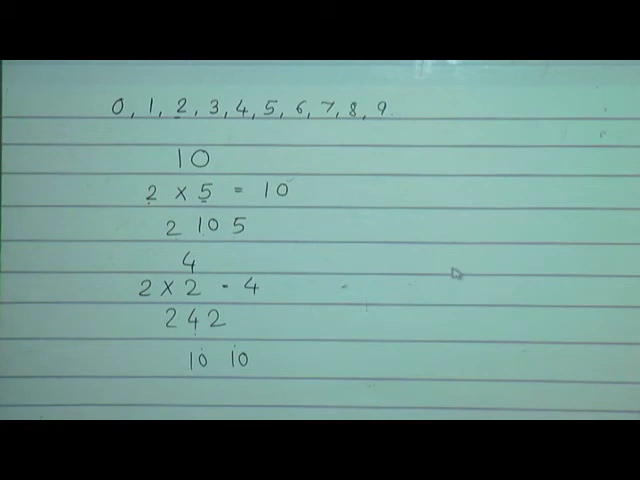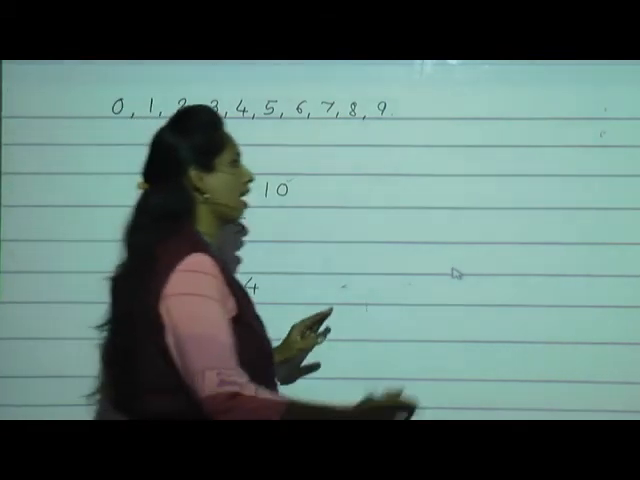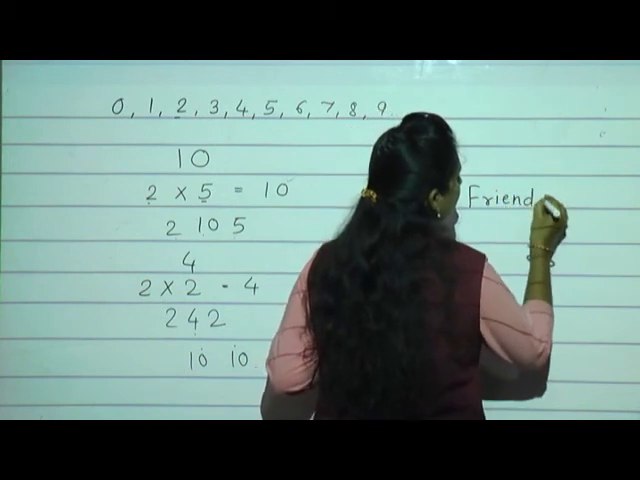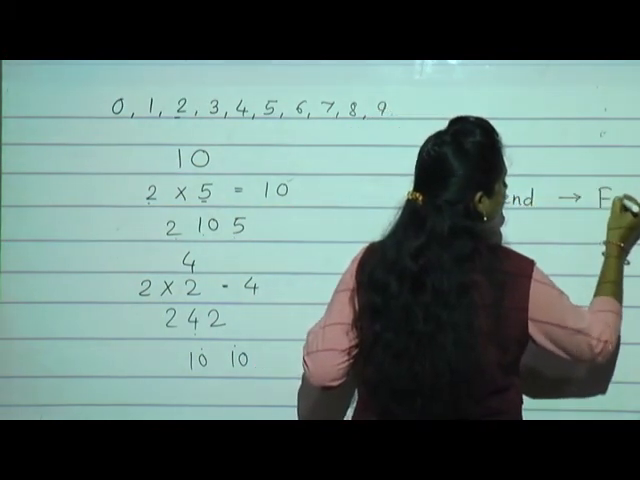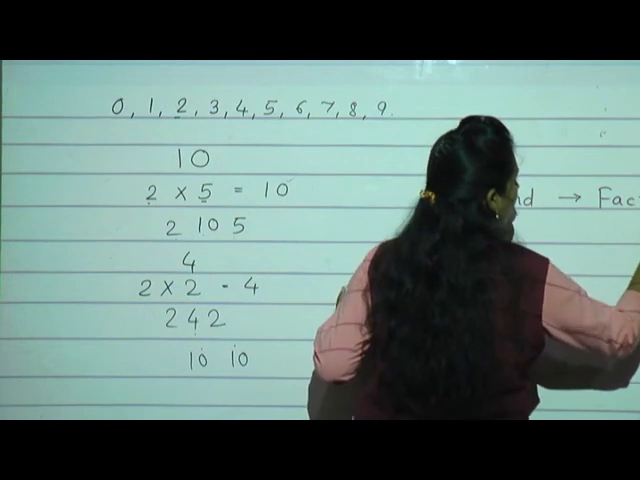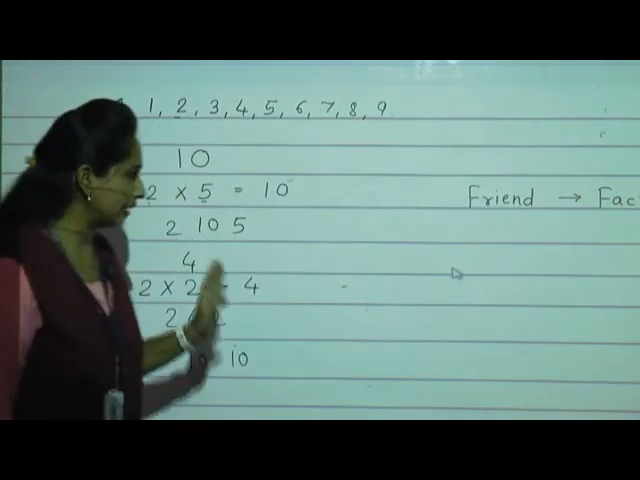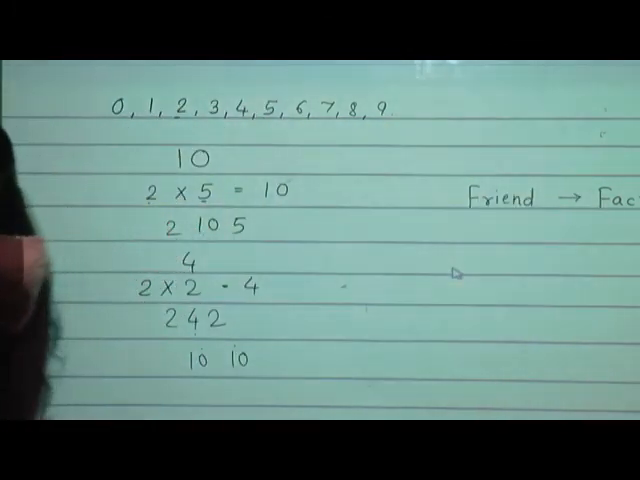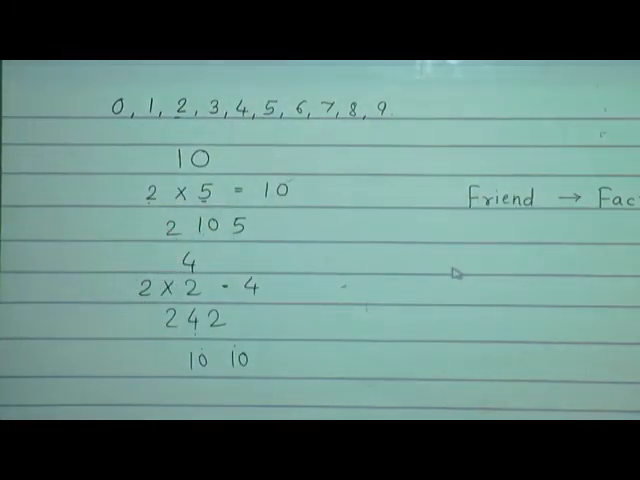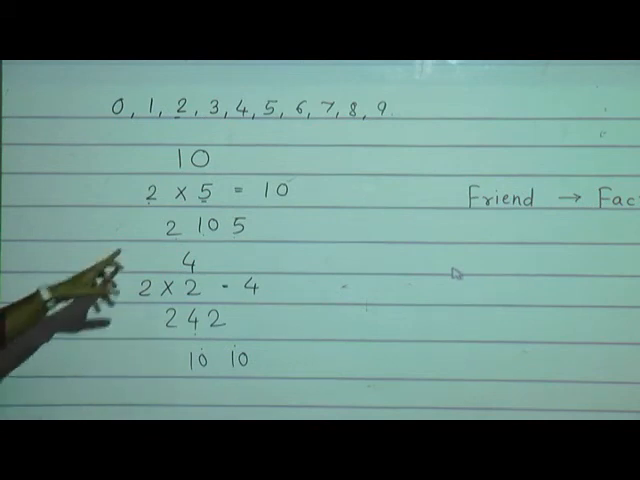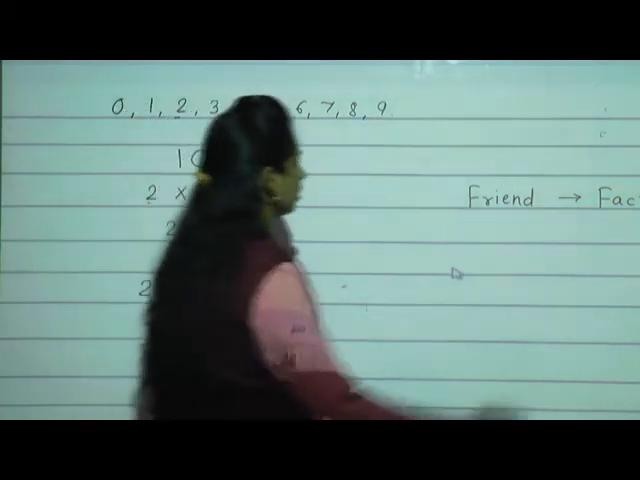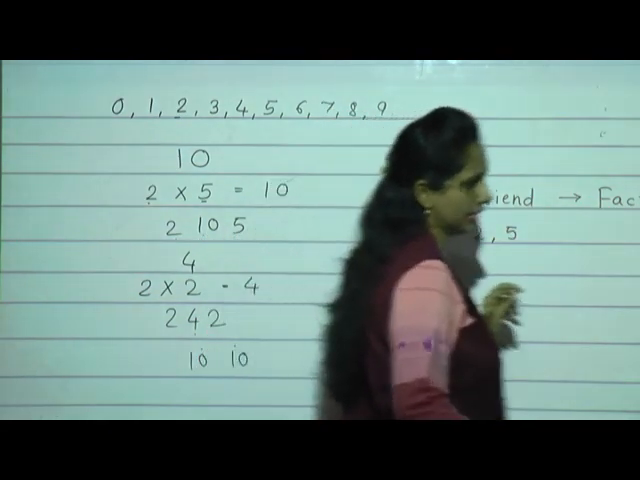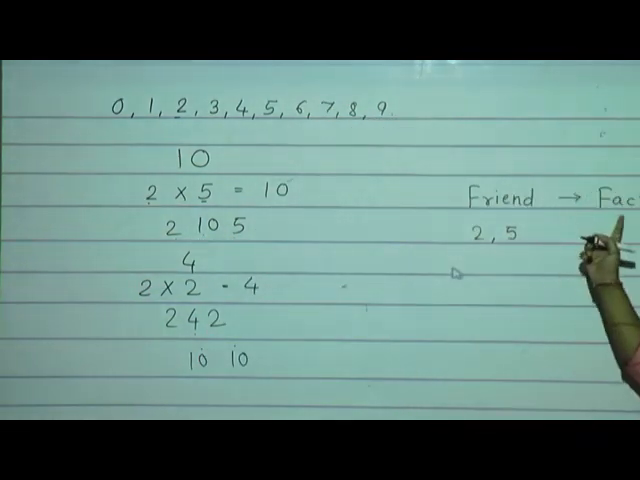Now in mathematics, what are such friends called? Factors. Are you getting it? In mathematics, such friends are called factors. Keep it in your mind. Now see here, to form 10, we have multiplied 2 and 5, isn't it? Who are the friends of 10, students?